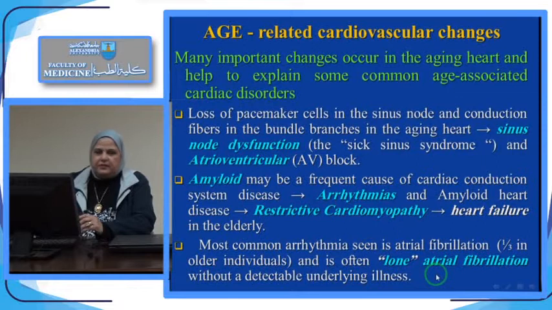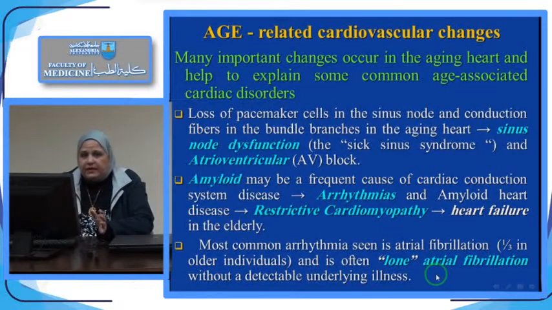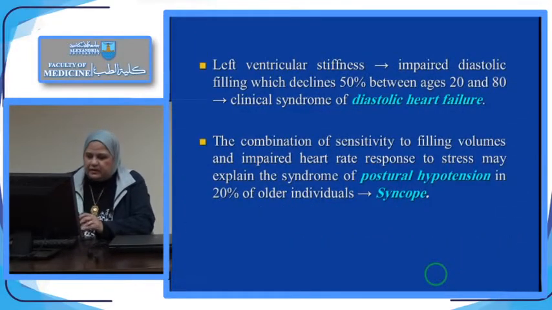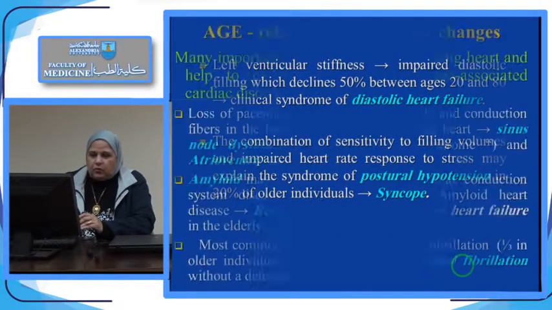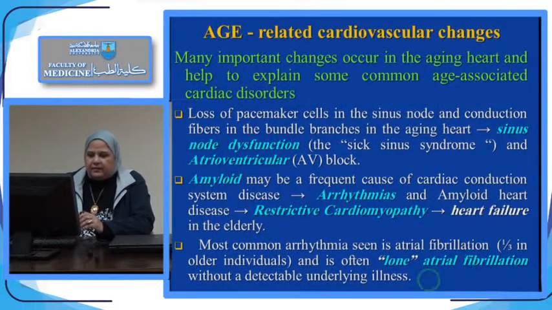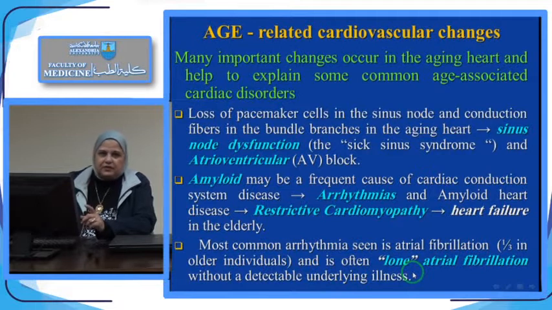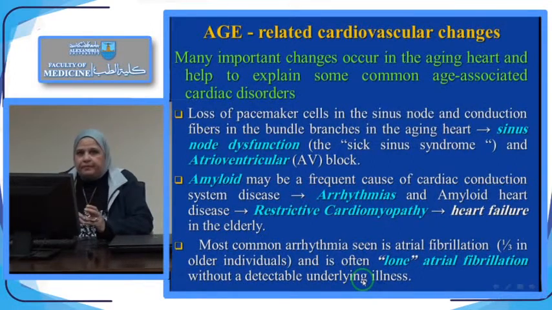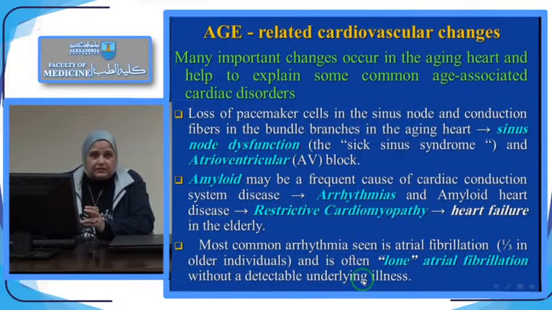Number 3, what about the most common arrhythmia in old age? The most common arrhythmia in old age is atrial fibrillation, as well as lone atrial fibrillation as an etiological factor. As we all know, thyrotoxicosis is a common cause of atrial fibrillation. Valvular disease is also a common cause of atrial fibrillation.